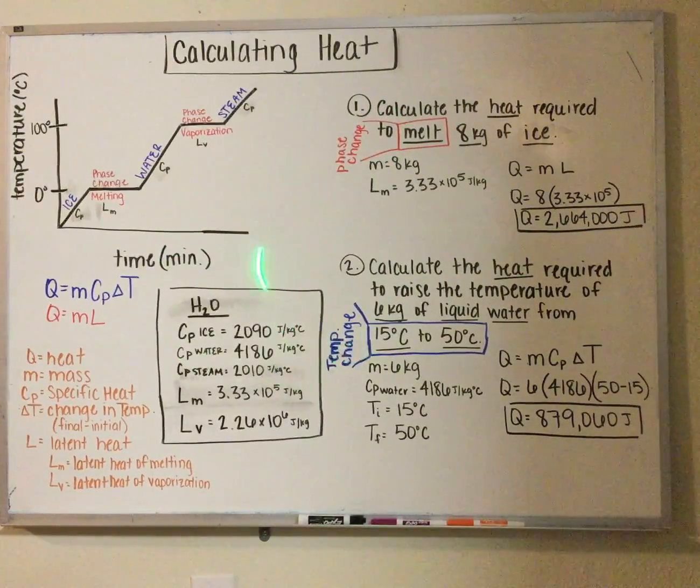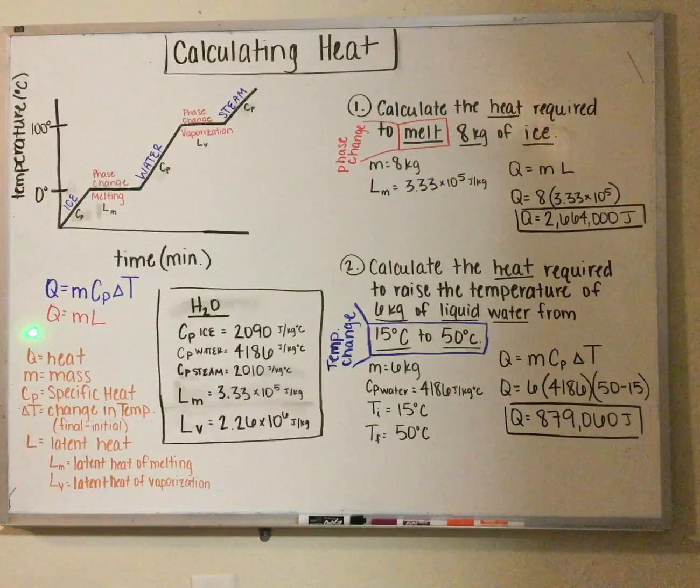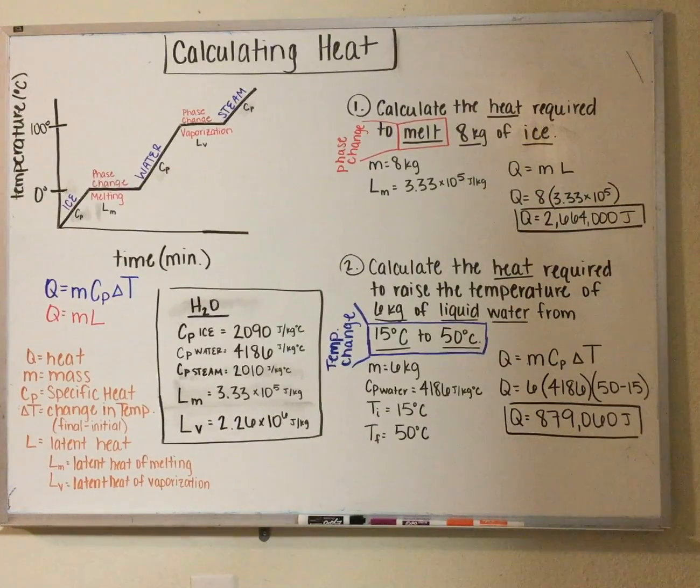All right, so once you decide which type of problem you're looking at, that'll tell you which equation to use. Number one, calculate the heat required to melt 8 kilograms of ice. I started with my variables list. Mass is 8 kilograms. And I know I'm melting in this section, so I'm going to use latent heat. My latent heat for melting is 3.33 times 10 to the 5th. My equation for a phase change, that's all the red. Phase changes are red. Q equals ML, and I'm just multiplying my mass times my latent heat.